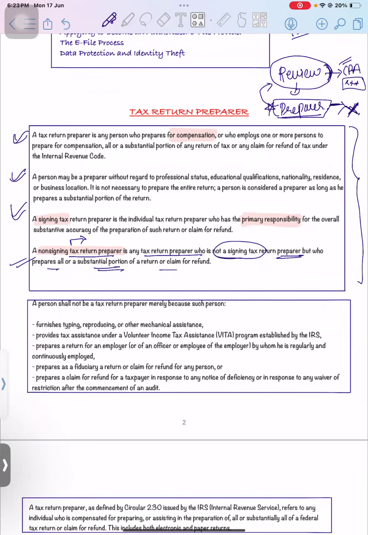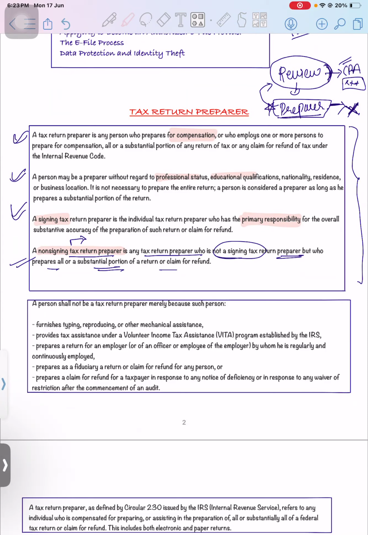So just the definition of tax return preparer we have completed. Okay. So what are the main conditions you need to check? First one is compensation. Second, even if the person doesn't have any professional status, education, qualification, nationality, residence, this will not matter at all. If a person is preparing the substantial part of the return, he is the tax return preparer.